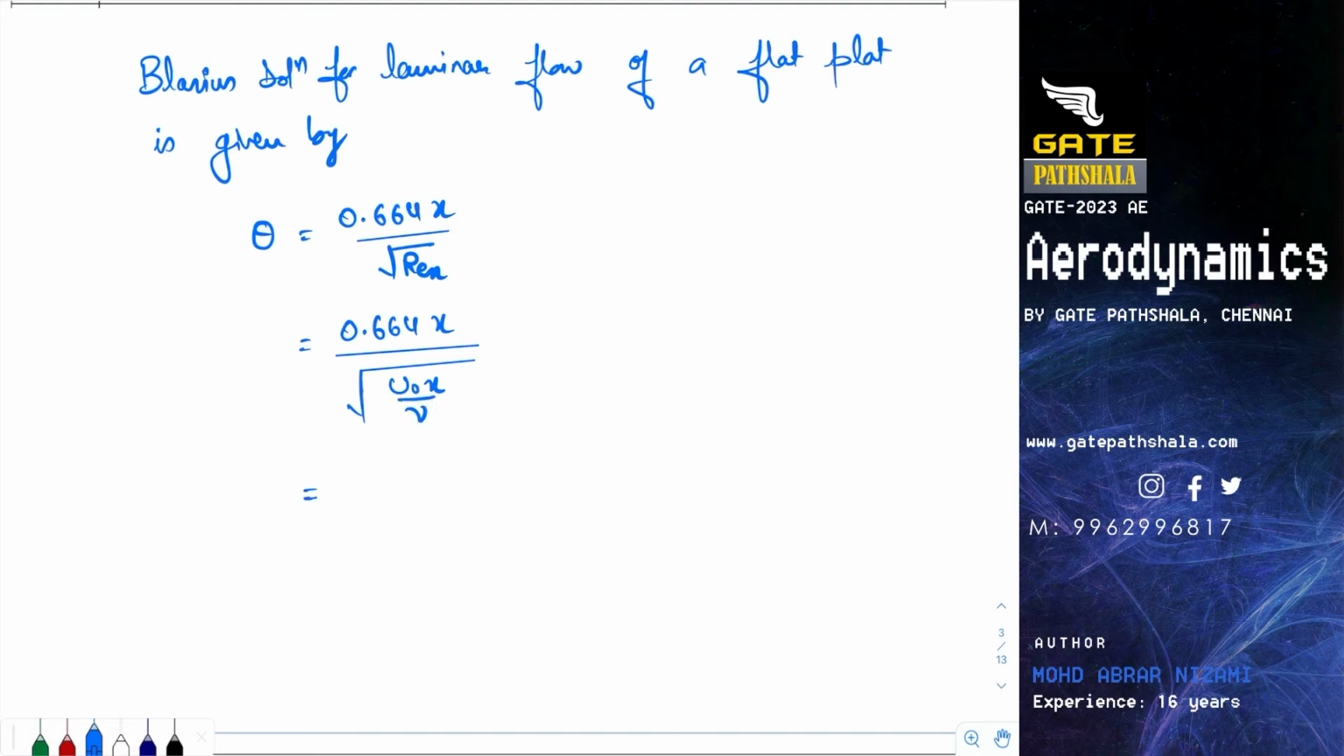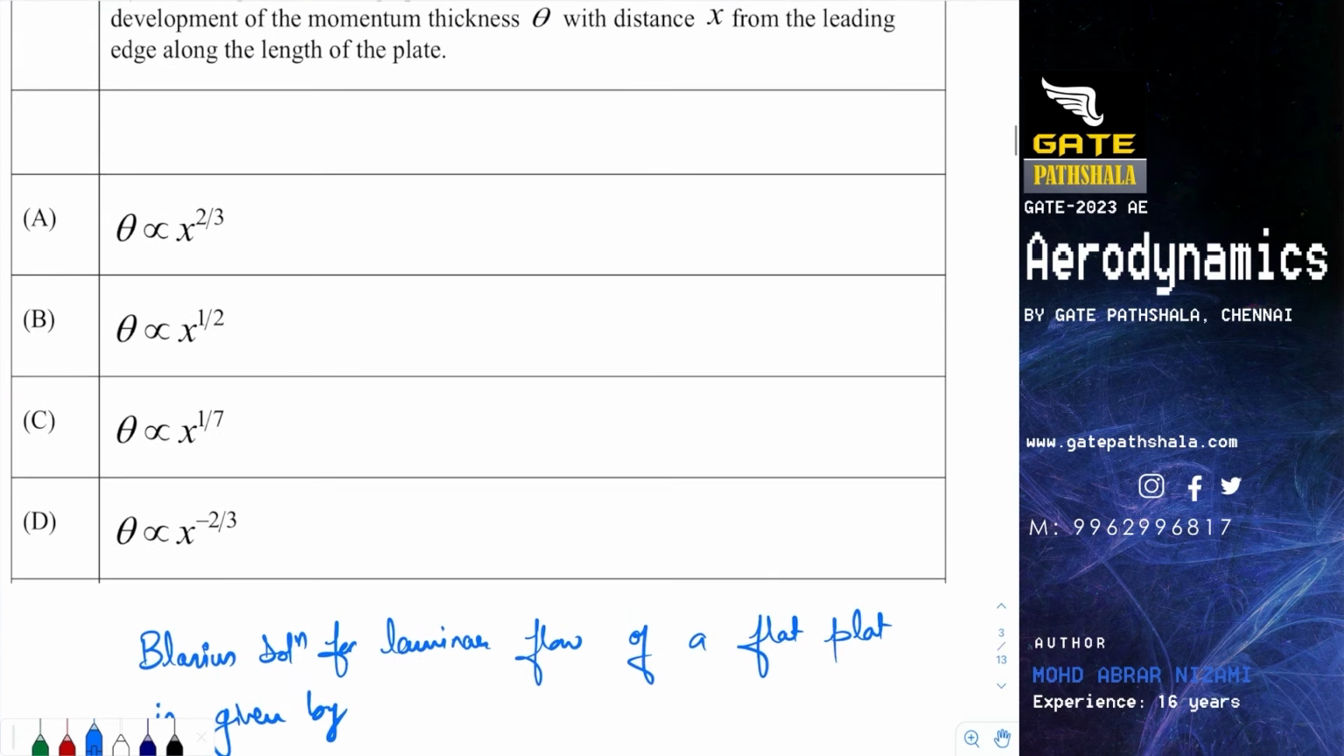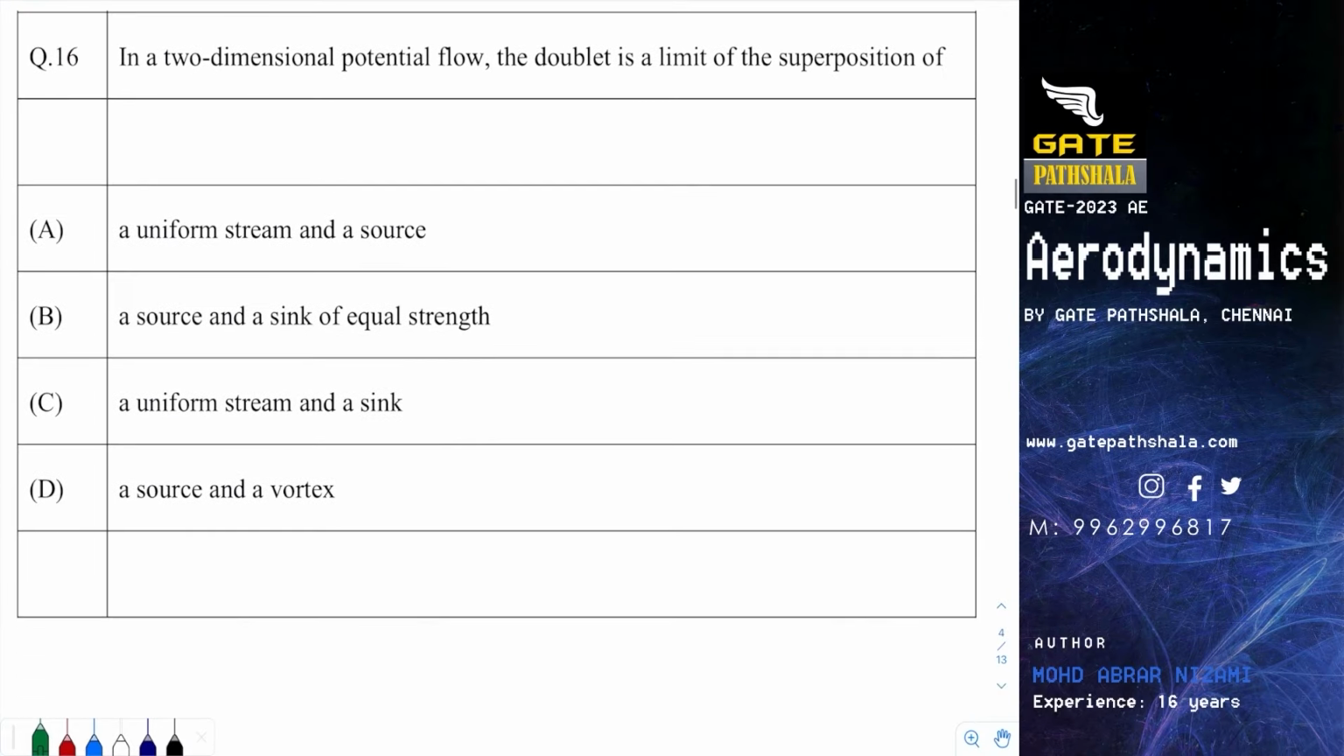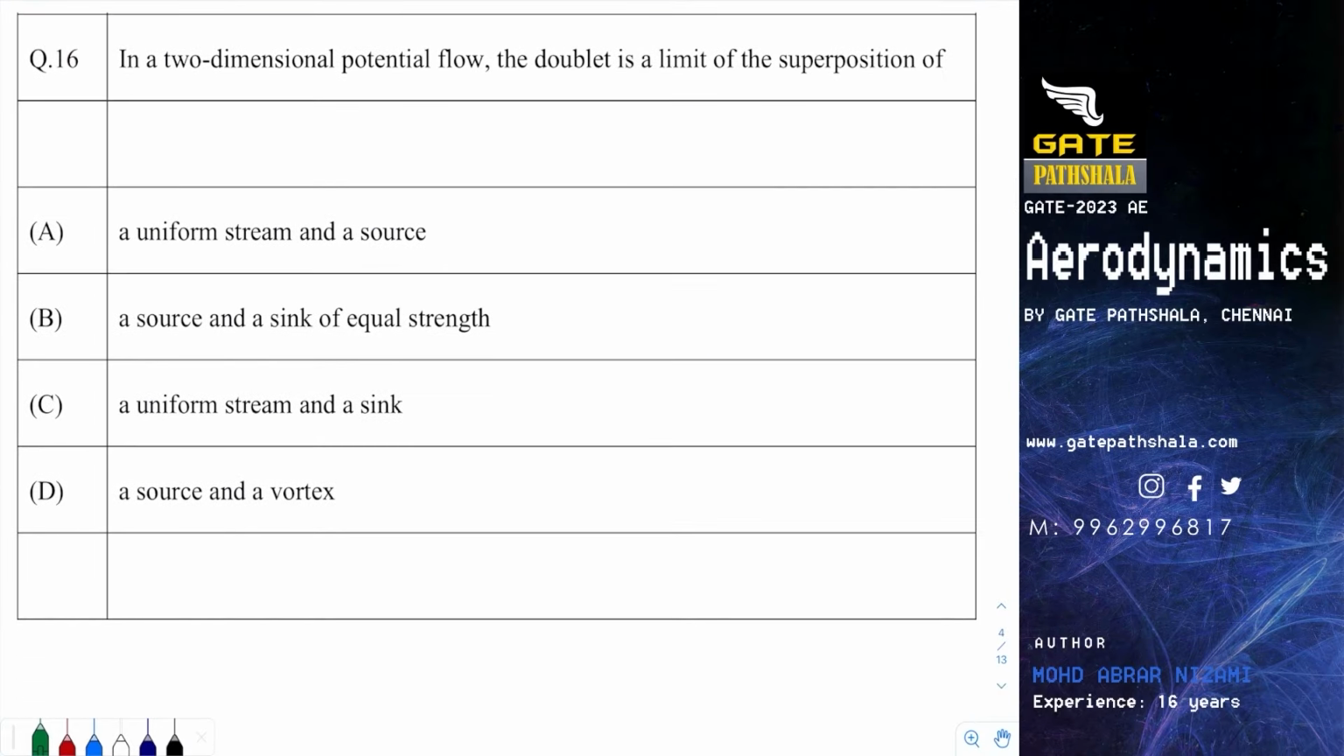So we can write this as, leaving all the constants as this, x by root x will be x power 1 by 2. So theta is directly proportional to x power 1 by 2. So the answer to this should be B. Let's move on to the next question. That is question number 16.